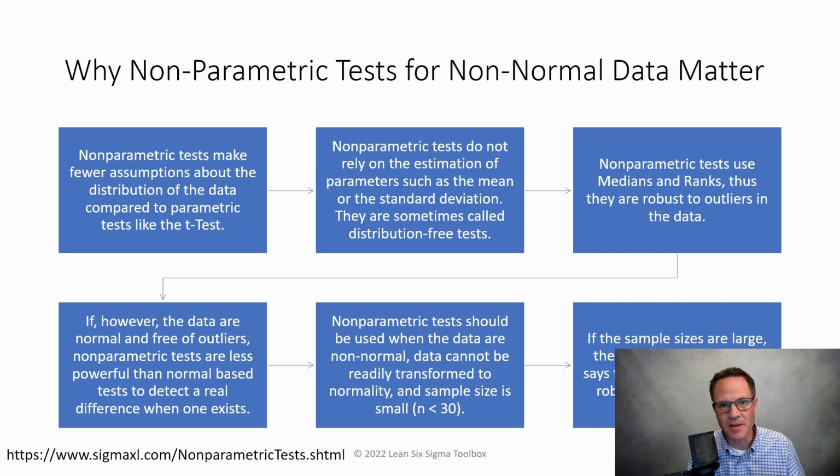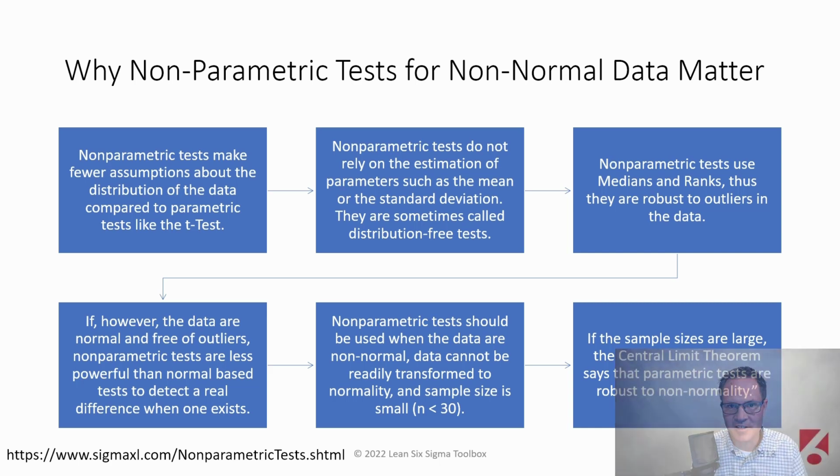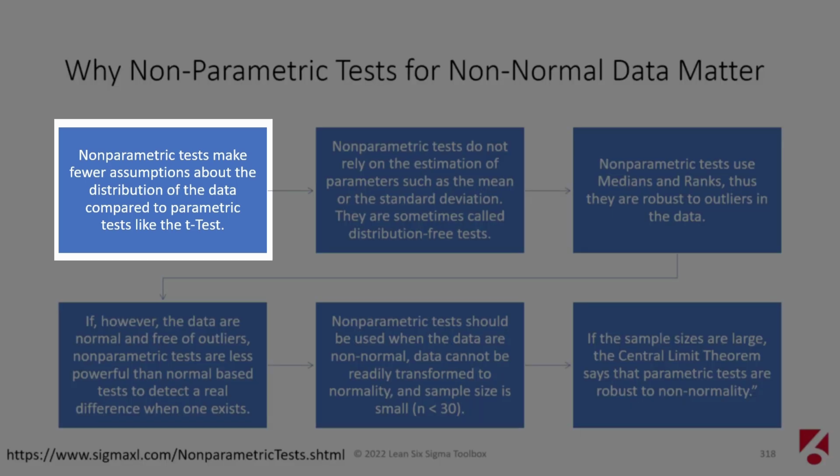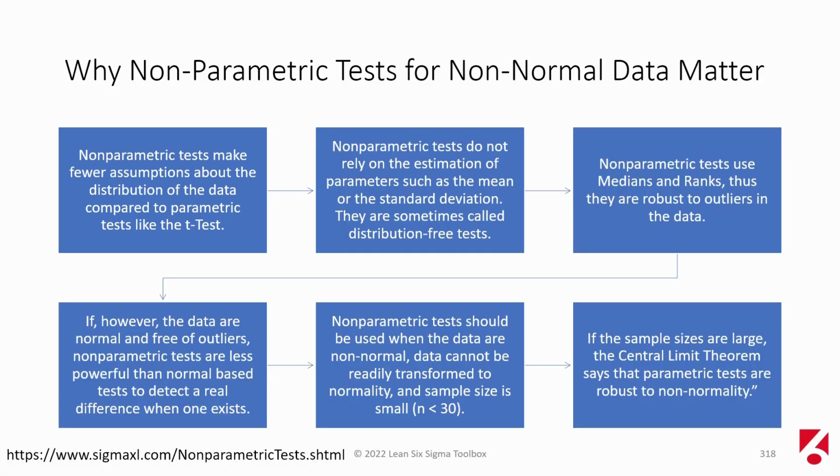So just to recap, let me go through a few of the reasons why we actually care. Number one, non-parametric tests have fewer assumptions about the distribution of the data compared to parametric tests like the t-test. Again, parametric means it's assuming the data is normal.